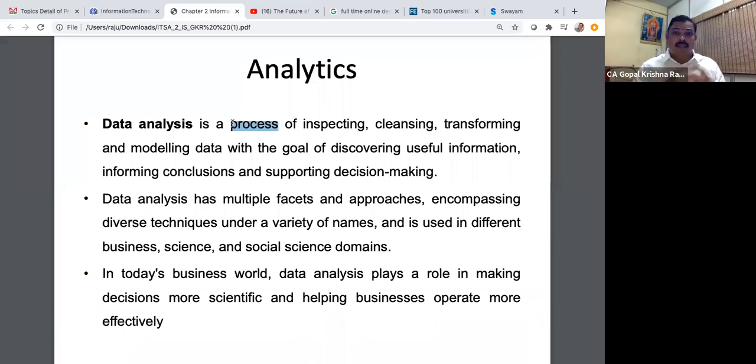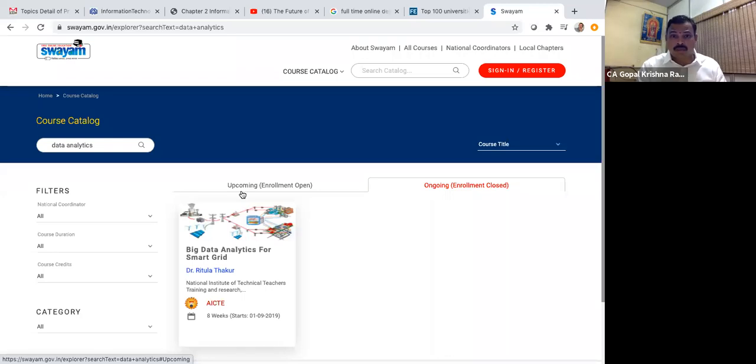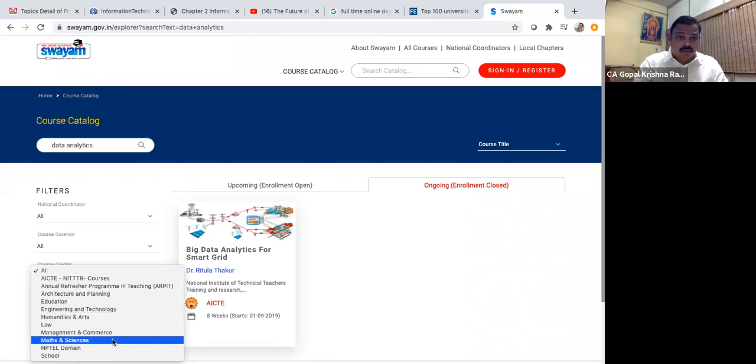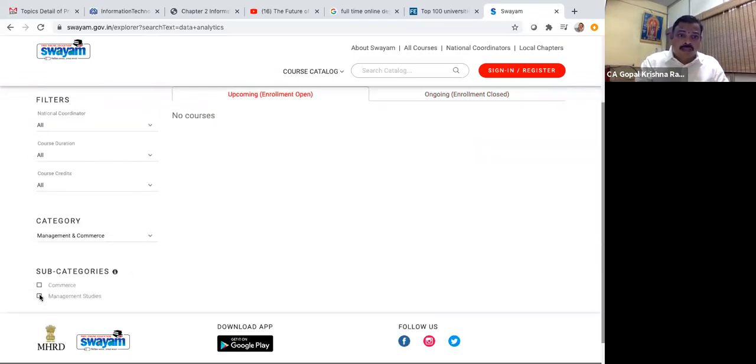So you need to be technologically conversant. And today, Swayam gives you courses. Swayam gives you an 8 weeks course. And not only big data analytics, please go to categories like commerce, management and commerce. Under management and commerce, there are a lot of courses in subcategories, say management studies. Under this there will be a lot of courses, especially with respect to data analytics. Maybe we can put commerce also here.